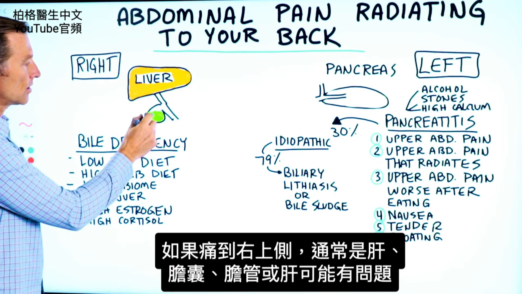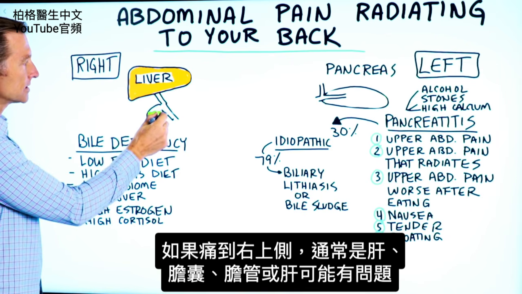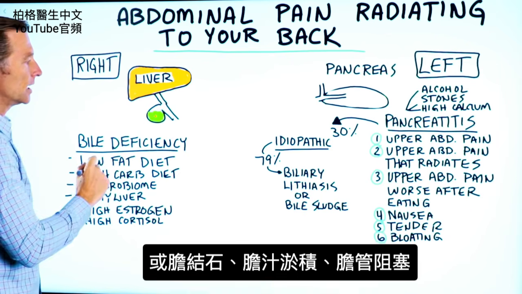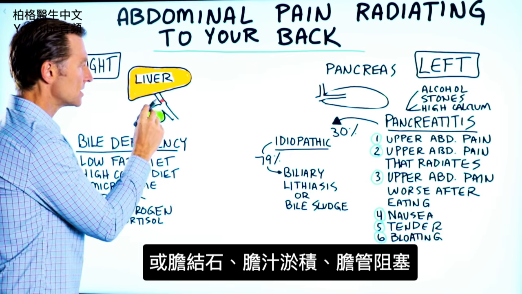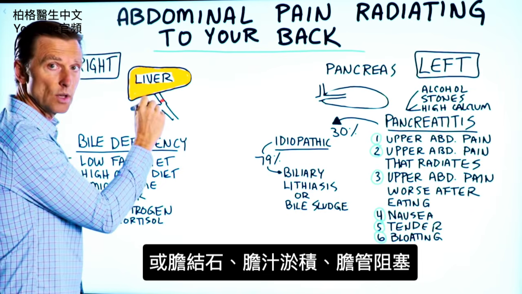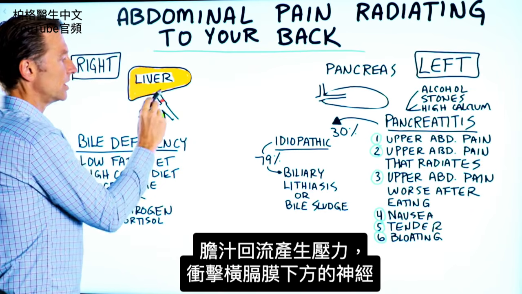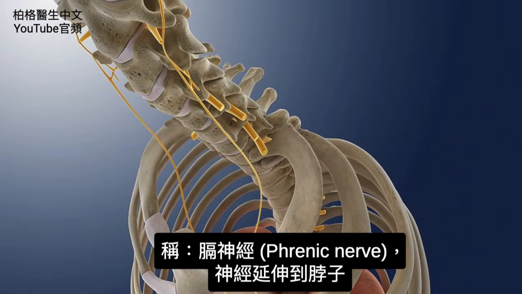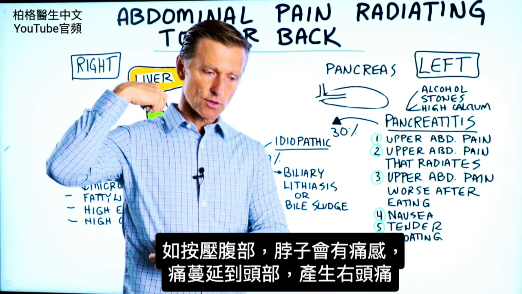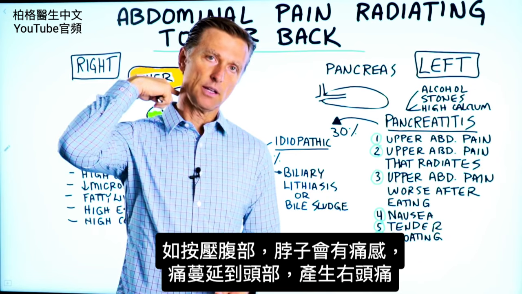So if it's going to the right side, usually that's going to be more liver, because there's a problem either in the gallbladder, the bile duct, or the liver. And it could be a gallstone, it could be sludge in here, it could be something that's obstructing the flow, that's backing up, creating pressure, hitting a little nerve right underneath your diaphragm. That's called the phrenic nerve that goes all the way to your neck. So if you press right here, you're going to feel it up here.